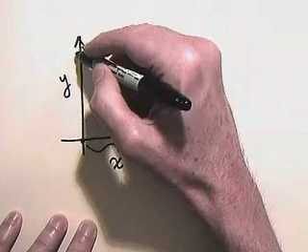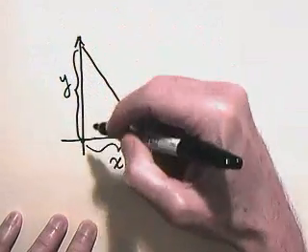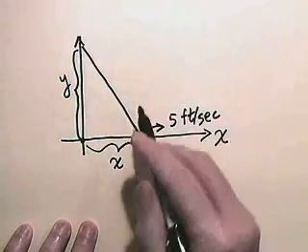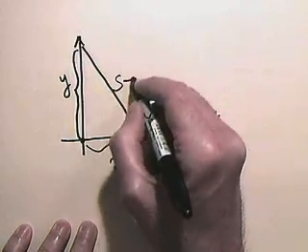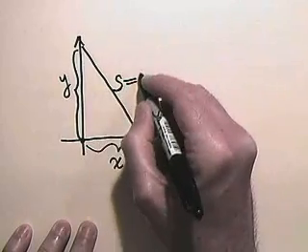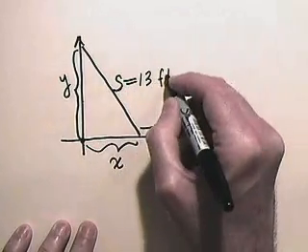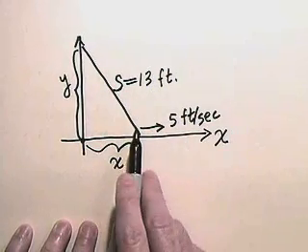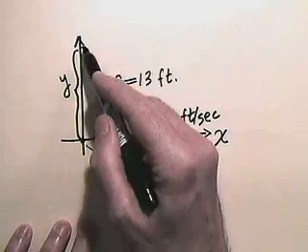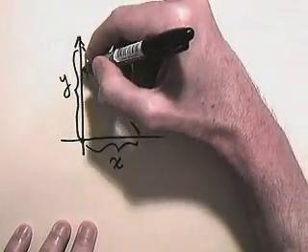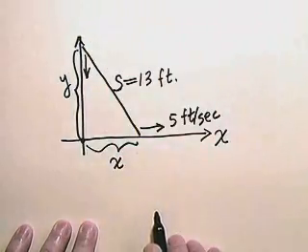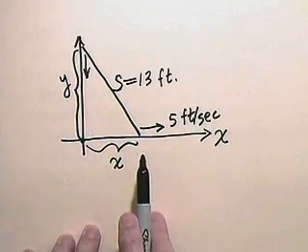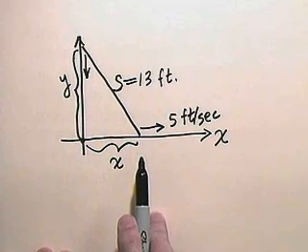The vertical distance will be y, the distance from the ground to the top of the ladder. Since the ladder has a fixed length, and I'll use the symbol S for the length of the ladder, which is 13 feet, constant, as the ladder slides, the base moves out to the right, and that's going to force the top to go down. So in our equations, we're going to expect that if we compute dy/dt in this situation, it should come out to be a negative number, for instance.